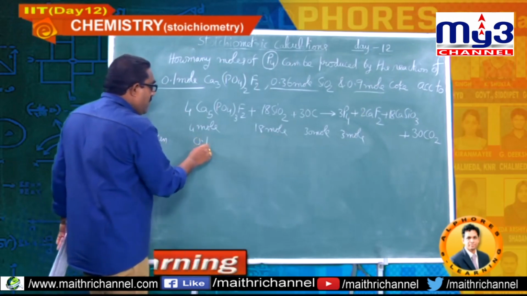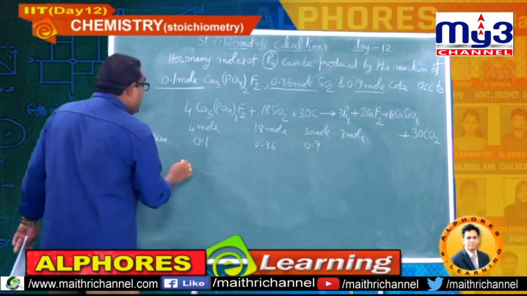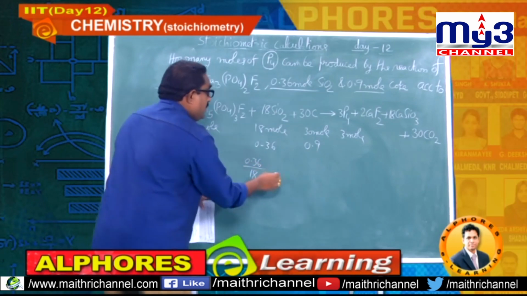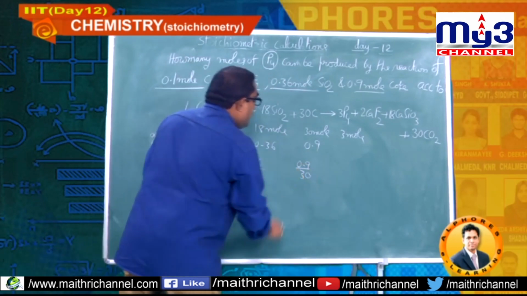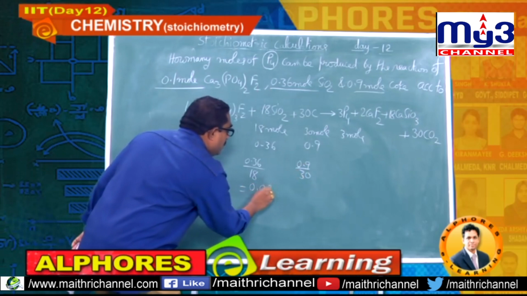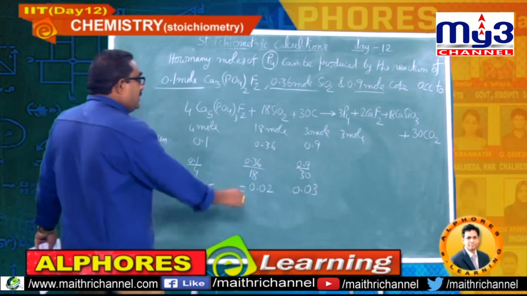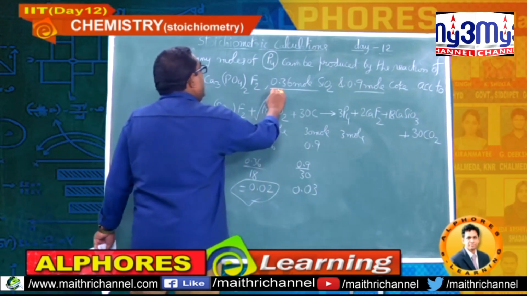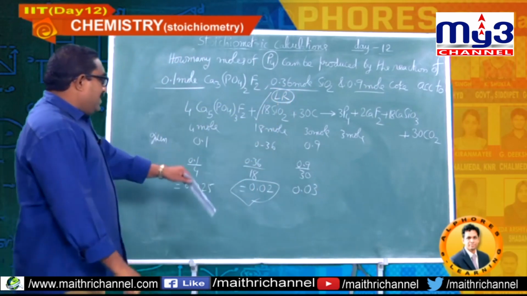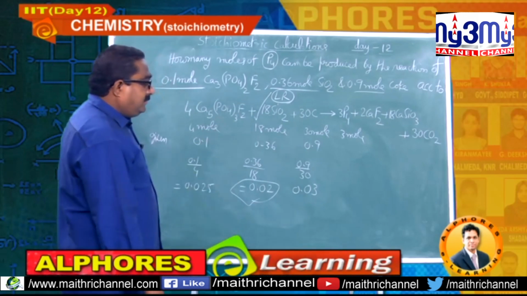Let me write the given moles. 0.1, 0.36 and 0.9. Let me divide with respect to the coefficients, 0.1 by 4, 0.36 by 18, write down students, 0.9 by 30. This is 0.025 and this is 0.02 and this is 0.03. Which is least? This one is least. So this is limiting reagent. Yes. Now I got the limiting reagent. I can simply calculate.